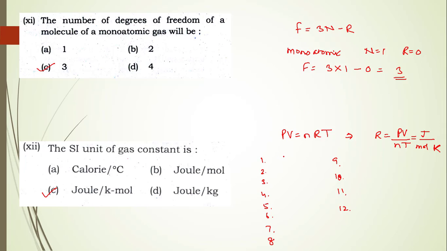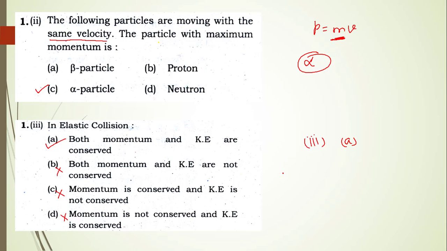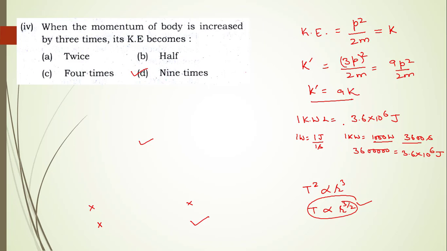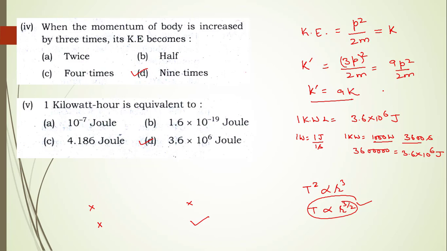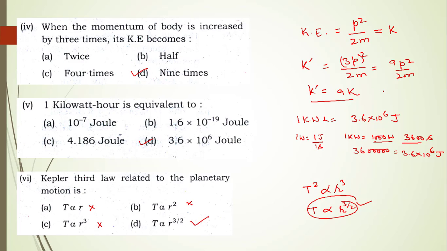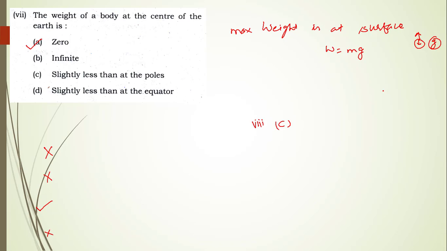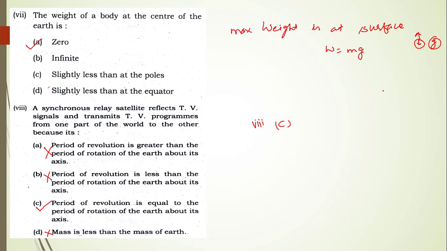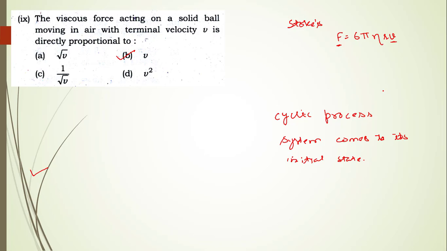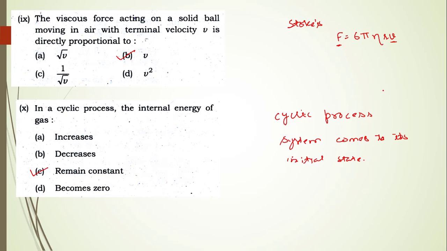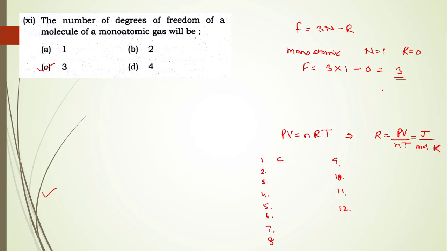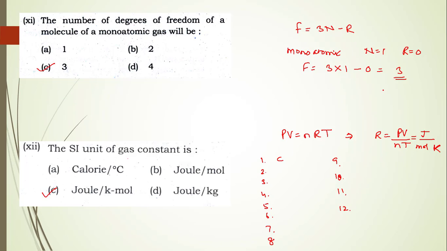So for the first part, the right answer is C. For the second part, let us move back, it is B. For the third part, it is A. For the fourth part, it is D. For the fifth part, it is D. For the sixth part, it is D. For the seventh part, it is A. For the 8th part it is C. For the 9th part it is B, for the 10th part it is C, for the 11th part it is C, and for the 12th it is C.